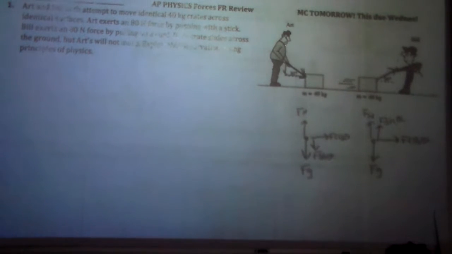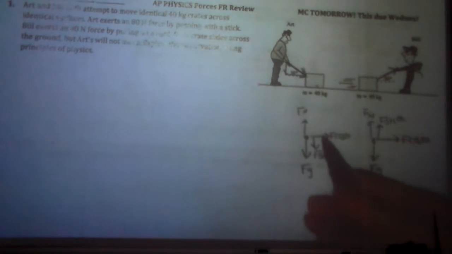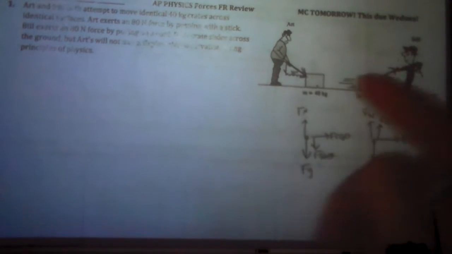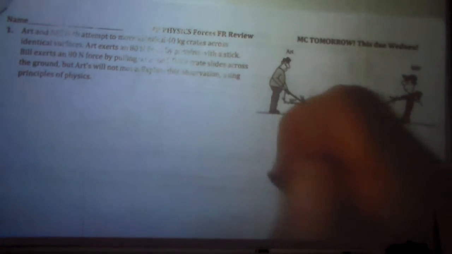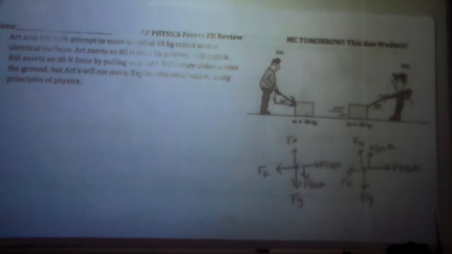Now, it does not specifically tell me if friction is there or not, but it tells me that Art's does not move. So if you are pushing it and it does not move and there are no other forces acting on it, right, it's not being pushed back or something, then there must be friction holding it in place. So that would be the friction force, and this is also the friction force.